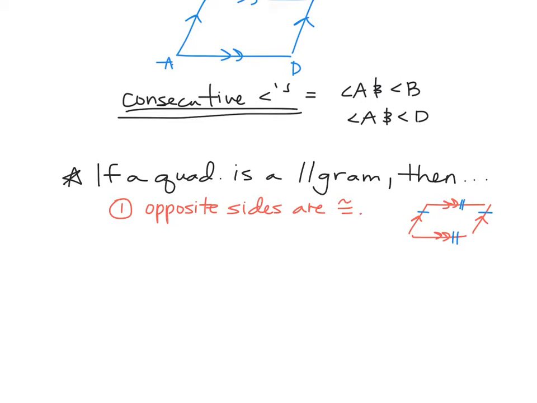The second one, we're going to be Christmassy right now. The second one says if a quadrilateral is a parallelogram, then its consecutive angles are supplementary.